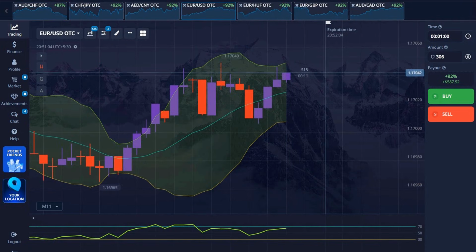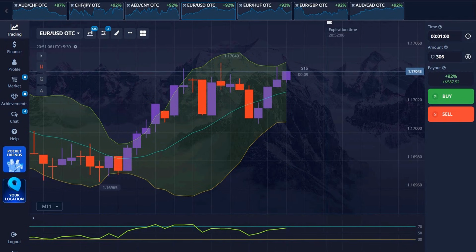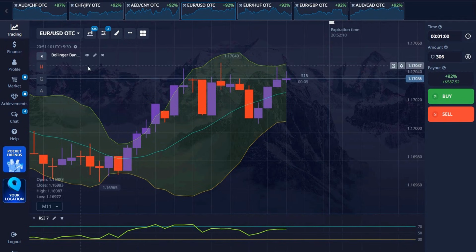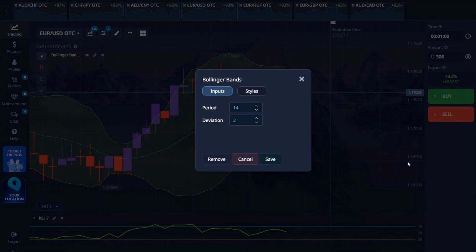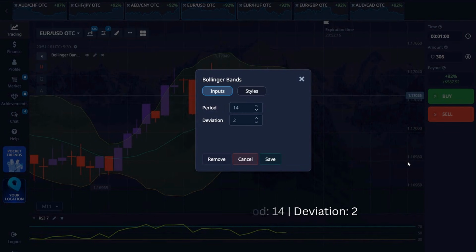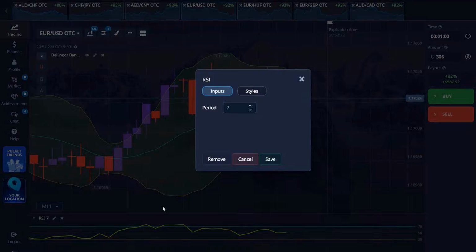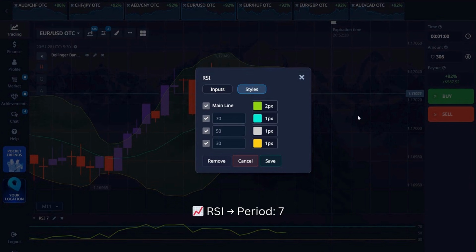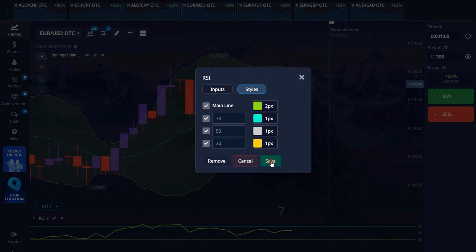Before we wrap up, let me quickly show you the exact settings I used for both indicators in this strategy. For Bollinger Bands, period 14, deviation 2. These are the settings, simple but effective. And for the RSI, period 7. This helps spot overbought and oversold zones faster. Perfect for short time frame OTC trades.